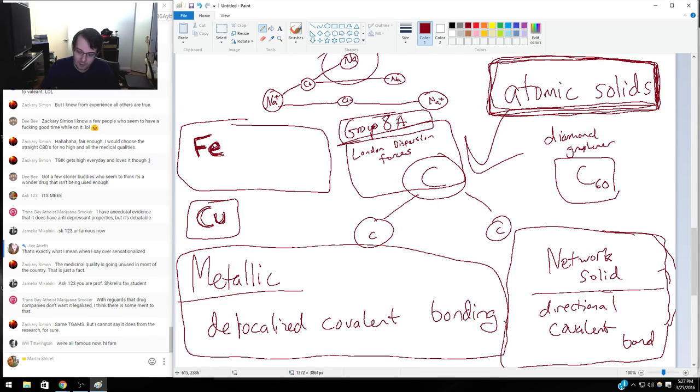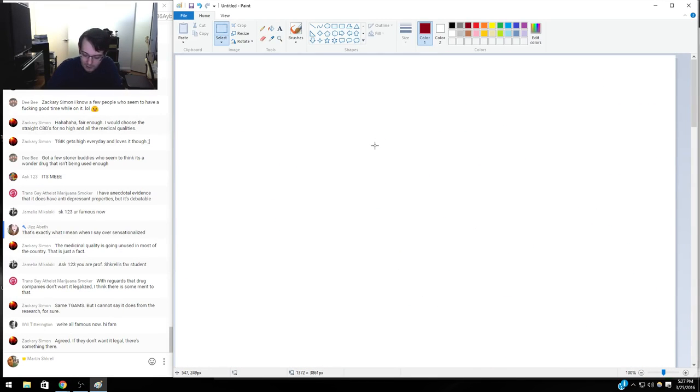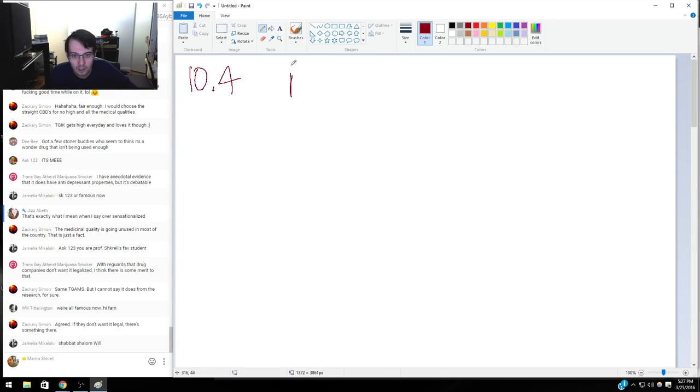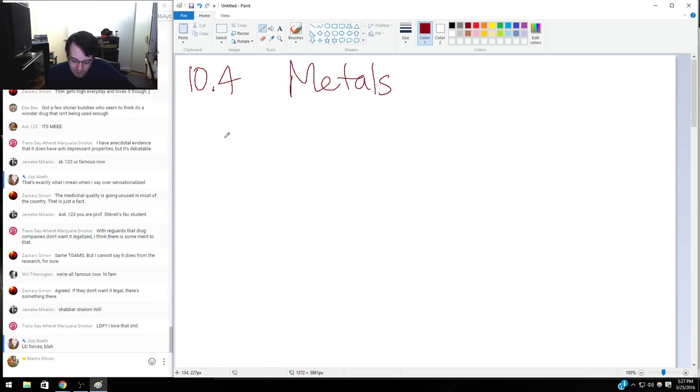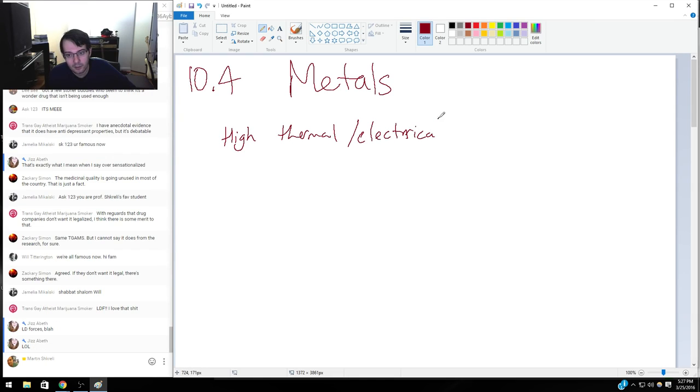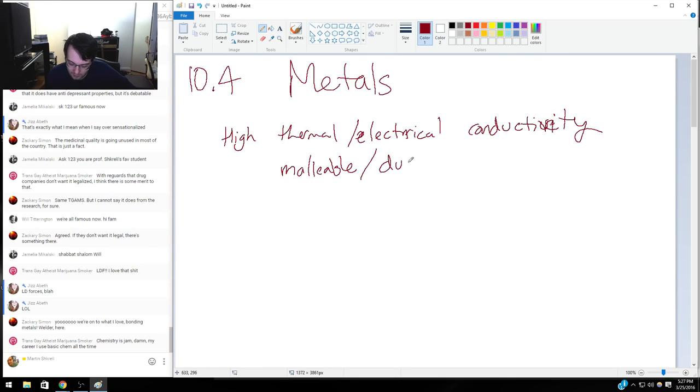So let's talk about 10.4, structure and bonding in metals. And this is actually still very important, I would say. 10.4, metals. All right, so metals have interesting properties, right? They're very different. They have high thermal and electric conductivity, and we need to explain that somehow. Why are they so conductive? How is that possible? They're also malleable and ductile. They can be hammered into sheets or drawn into wires.